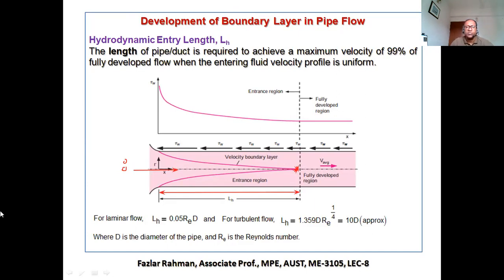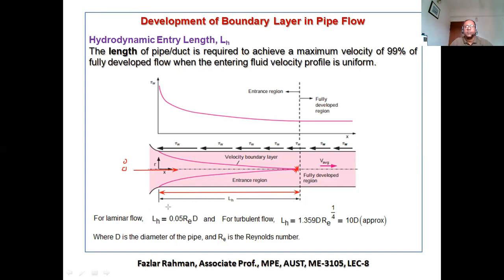Then this length from the entry point to the point where the velocity develops 99% of the fully developed flow, that thickness is called, not thickness, that's distance. It's called the hydrodynamic length, L_H. So it is the length of pipe or duct required to achieve a maximum velocity of 99% of fully developed flow when the fluid enters with a uniform velocity profile.